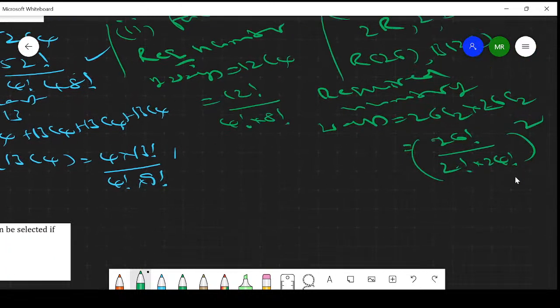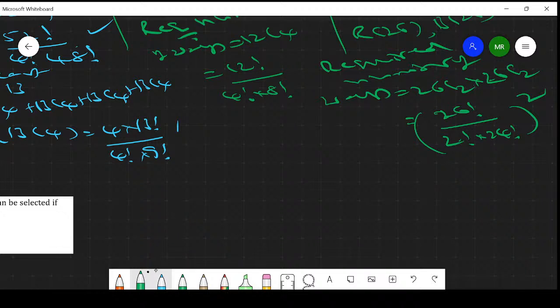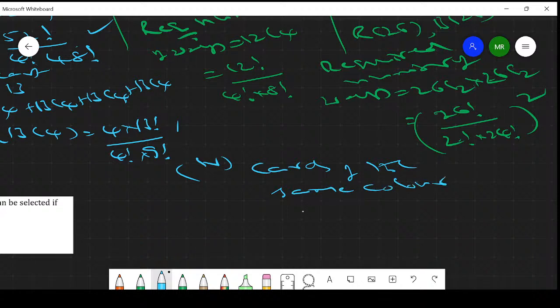When they are asking cards of the same color, you remember, it can be done 26C2 plus 26C2 for the previous one, taking two cards of each color, but this one is 26C4 plus 26C4.